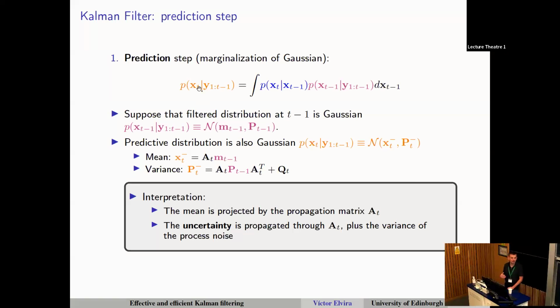That means that I knew, for example, very well where the person was at time t-1, given all the observations up to t-1. But time has passed between t-1 and t. If this person is very hectic, then there is a lot of noise in the transition model from t-1 to t, meaning that now you have a lot of uncertainty at time t.